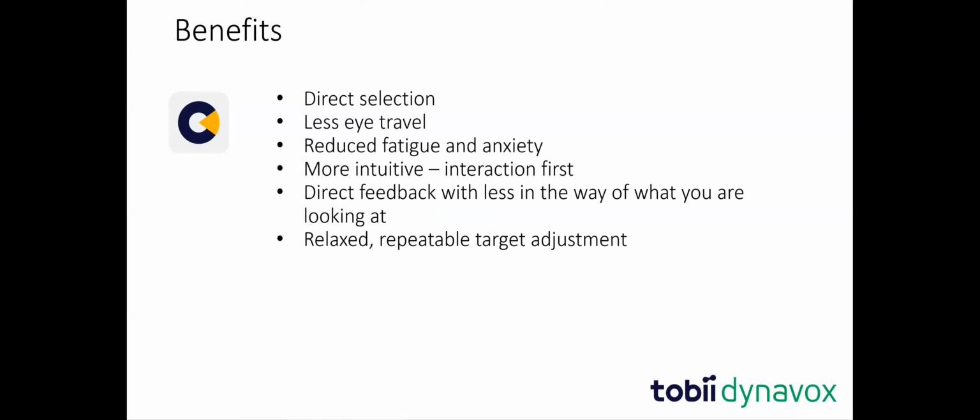It's more intuitive. It's what we call interaction first. As soon as you look at something, you can interact with it. It's kind of like how your touch device works. You have an icon there and you just press it with your finger. It's that easy to understand. You get your direct feedback. If you're looking for something, you get the activator, you know what's going to happen. You don't have to guess, or feel an anxiety of failing there. So you can just be relaxed, and you can do it repeatedly if you're trying to adjust your target.